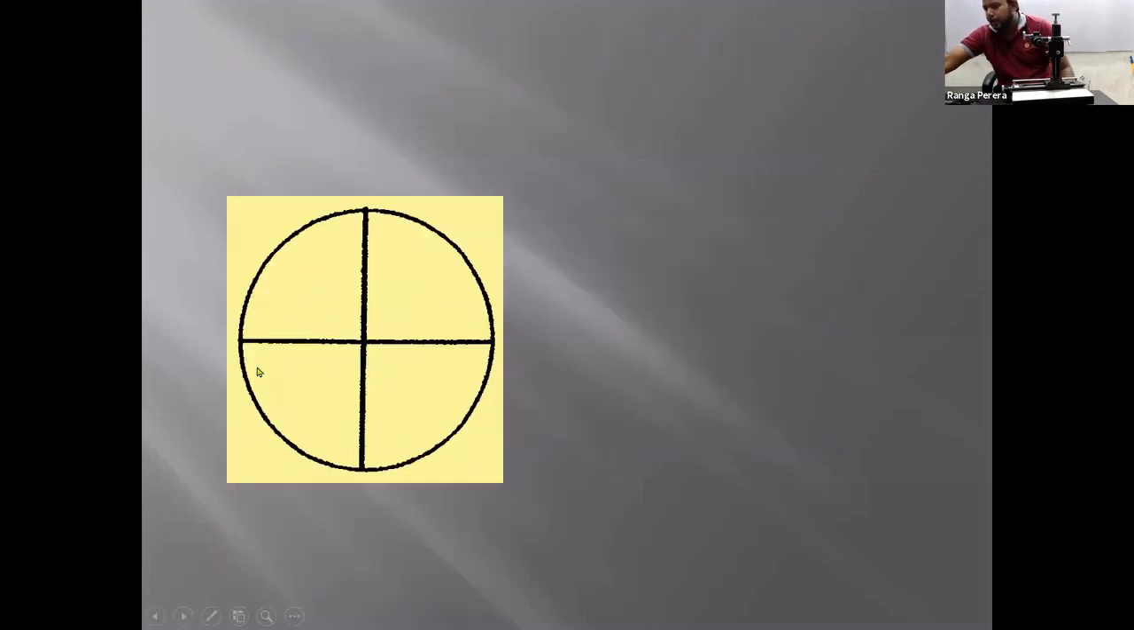This is the horizontal crosswire. When I look through the eyepiece lens, I can see clear horizontal and vertical crosswires like that. It is clearly visible. Horizontal and vertical crosswires. There are a few questions.